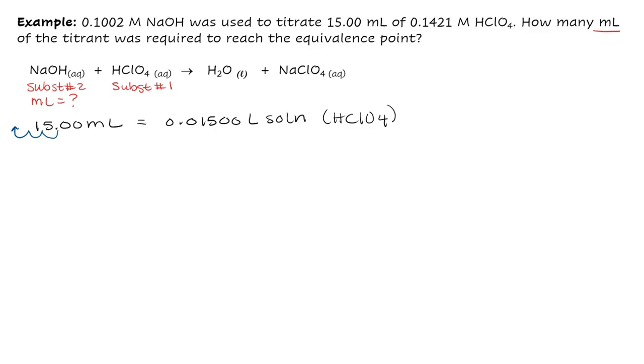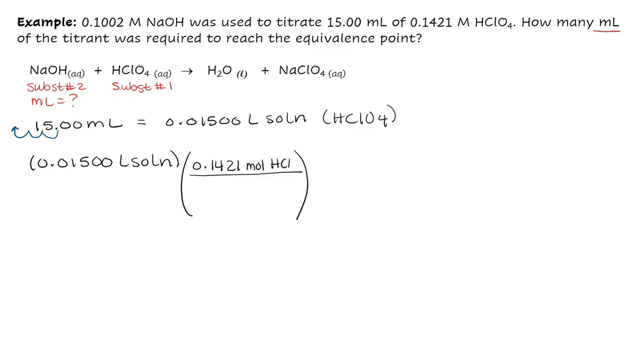Okay, so now we have volume in liters and molarity for the perchloric acid. So we have 0.01500 liters of solution times the molarity of the perchloric acid, which is 0.1421 moles HClO4, write it all out, per liter of solution. Liters of solution will cancel.